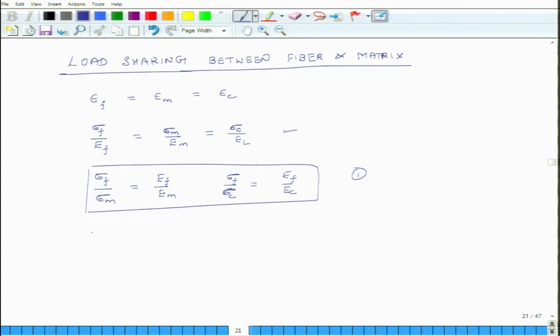Now, we want to find what is the ratio of loads, because we are interested in loads, how much load is being shared, because ultimately what we apply is load. Suppose I apply 20,000 newtons of load, I want to see how much is being taken by fiber and how much is being taken by matrix. So, PF is the load shared by fiber, PM is the load shared by matrix. So, what is PF? It is the stress in fiber times AF, and what is PM? It is the stress in matrix times AM.